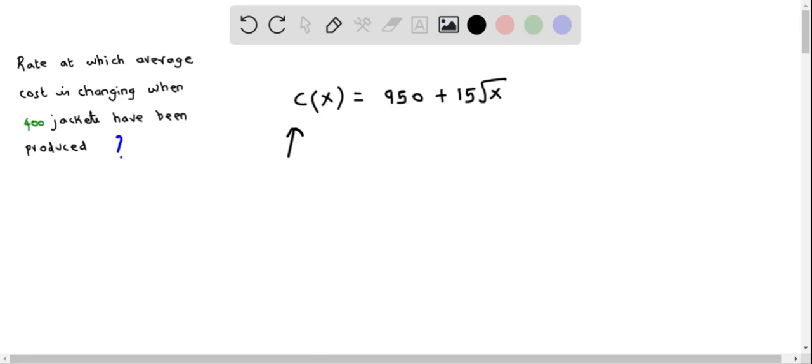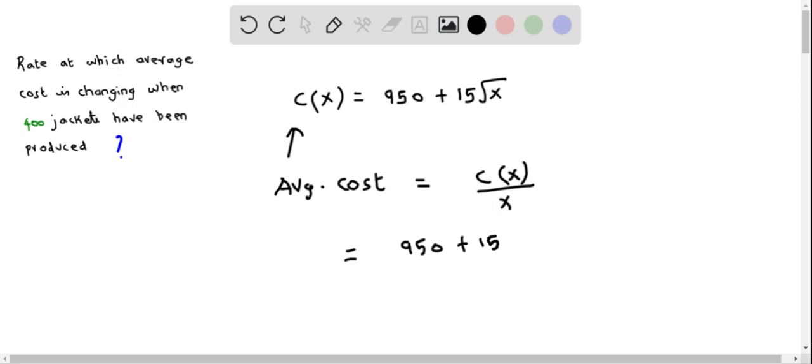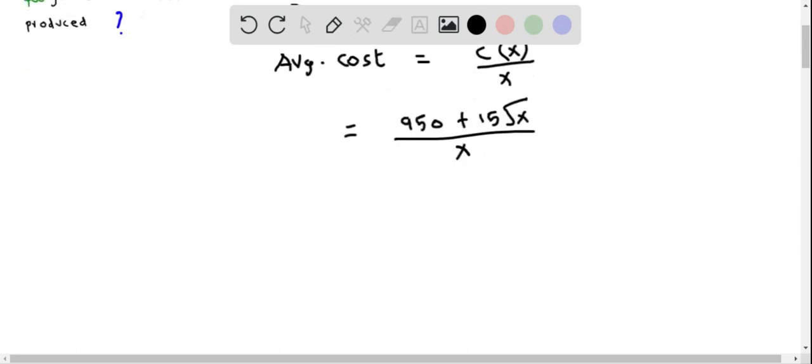So first, I'm going to write the average cost function. It is given as average cost, and this equals C of x over x. So let's find this average cost function. Plug in C of x, which is 950 plus 15 times root x, all over x. We can simplify this. I'm going to put this as 950 over x plus 15 root x, and this is over x.